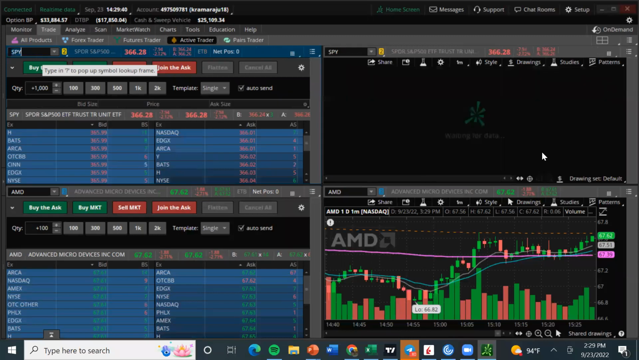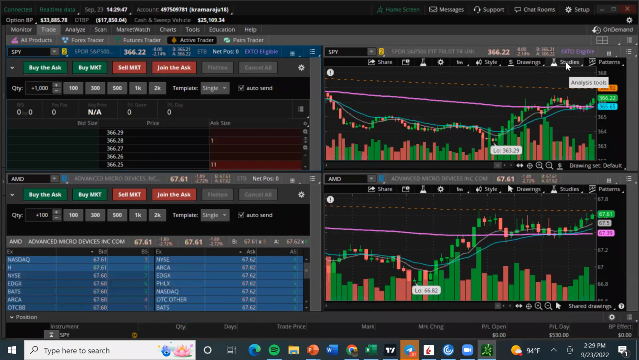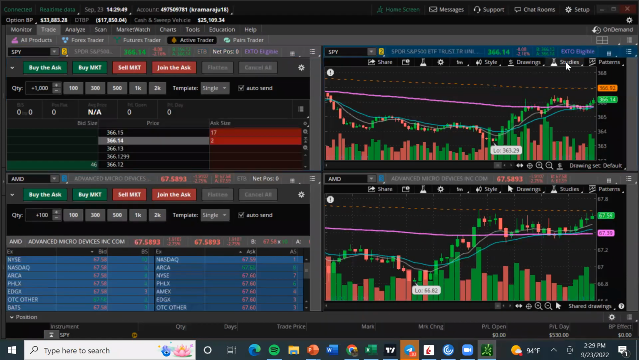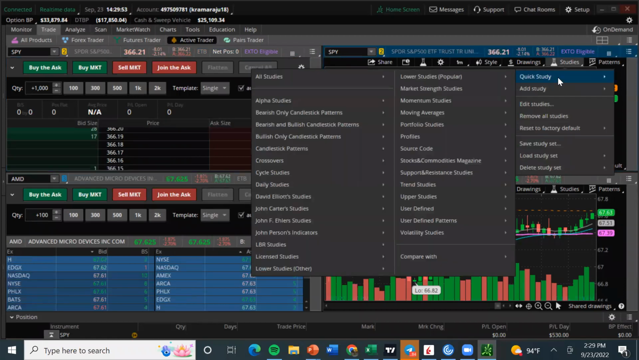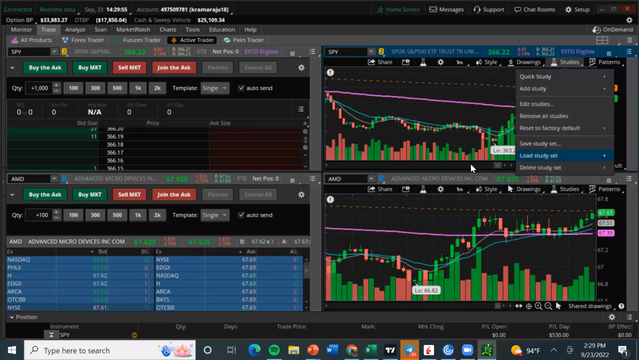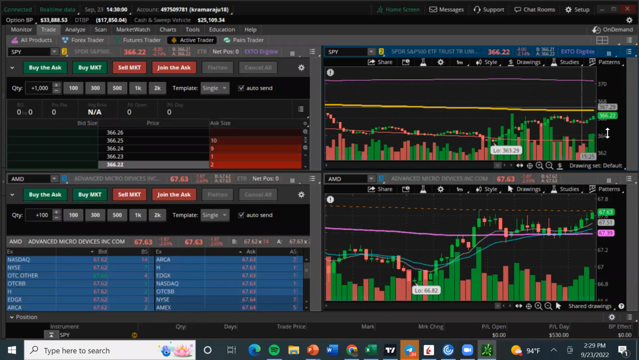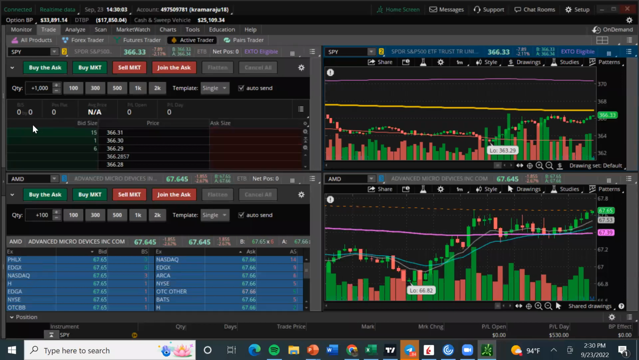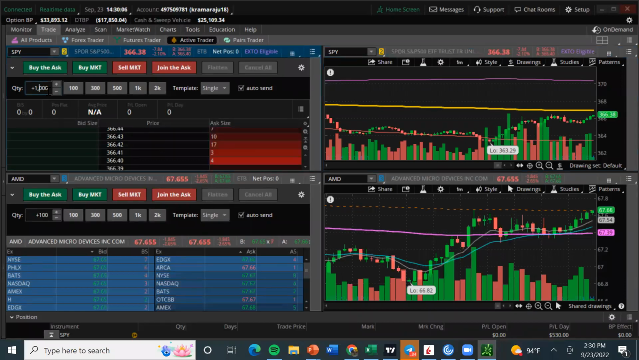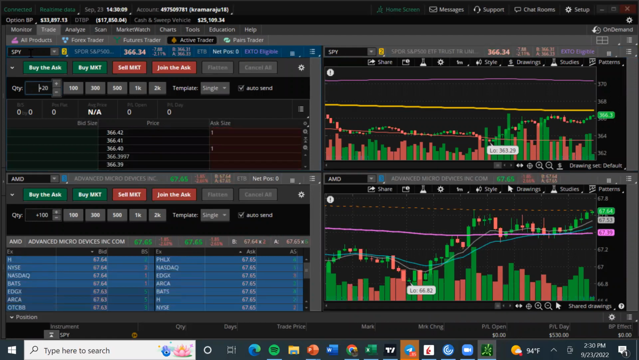I basically entered SPY, it is above the VWAP. If you want to add any studies, you can go to studies. And I already shared with you how to add VWAP and other things. I have various studies, I can add that study here. I see that SPY is looking bullish. Let me buy some SPY.